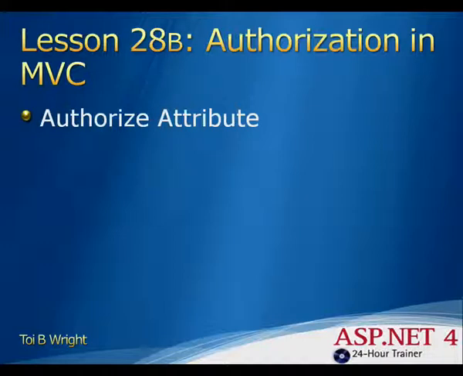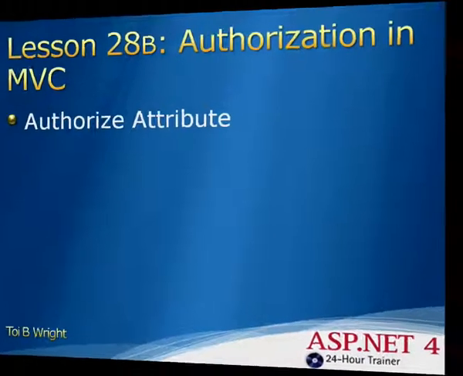The Authorize attribute takes three named properties. The Order property indicates the order in which an action filter is executed in relation to the other action filters on the same action method. The Roles property contains a comma-separated list of roles that are able to invoke the action method, and the Users property contains a comma-separated list of users who are able to invoke the action method.